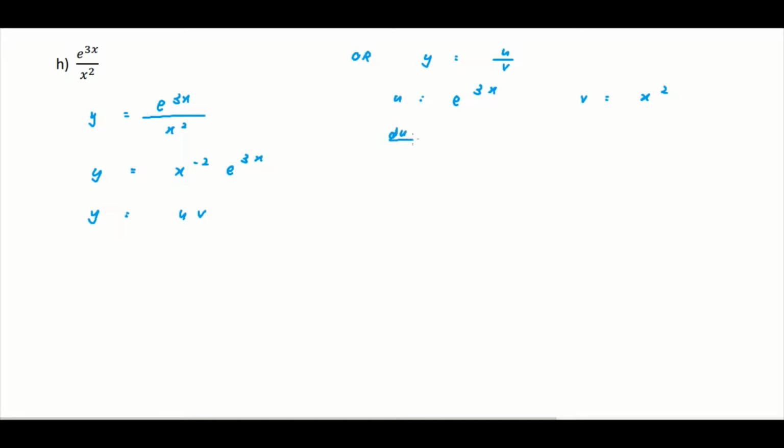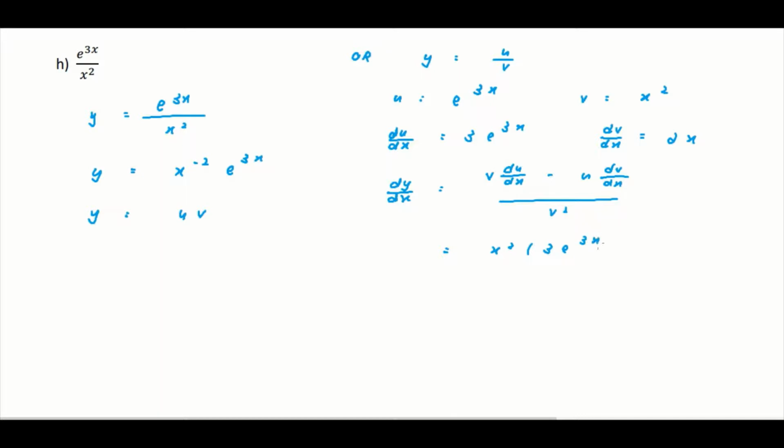So when you differentiate it, you will get du/dx is 3e^3x and dv/dx is 2x. Okay, then we can continue. dy/dx will be equal to v du/dx minus u dv/dx, then divide by v squared. Okay, so now you can substitute everything here. So x squared times 3e^3x minus e^3x times 2x. Same thing, you can try to do some factorization later.